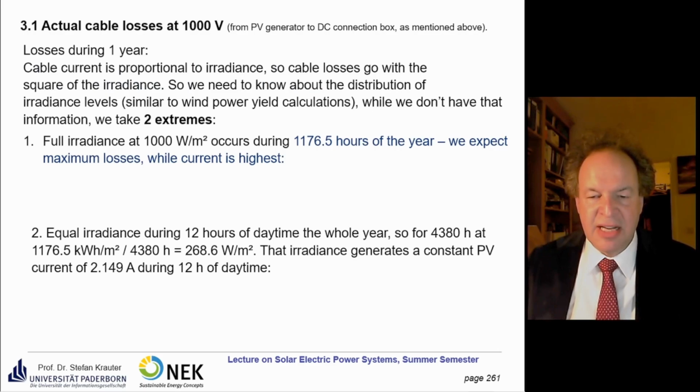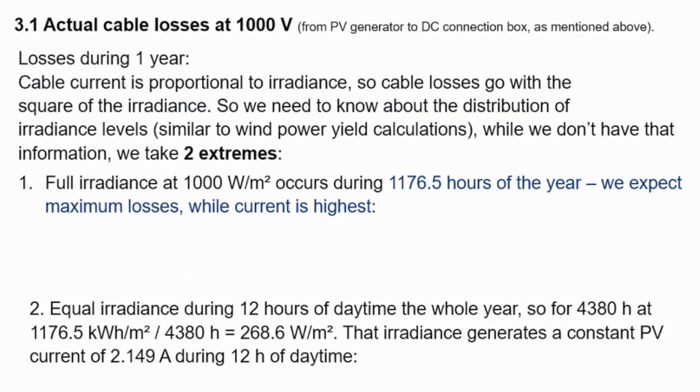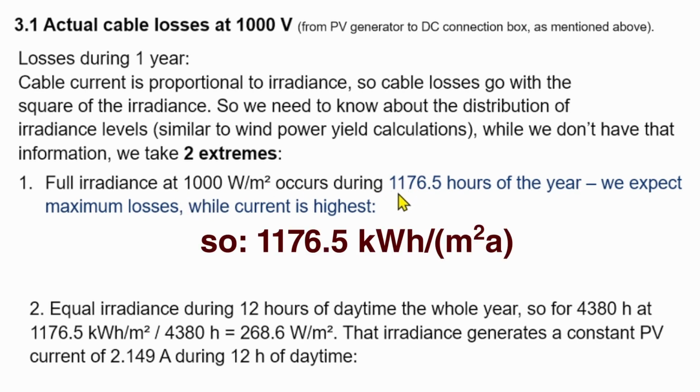So we calculate the losses during 1 year. The current is not given, so we have to take into consideration two extremes, because the current is quite different at those two extremes. We have the full irradiance at 1000 watt per square meter. That's the maximum irradiance we can achieve. And this occurs for 1176.5 hours during a year. So this multiplied gives our irradiance value of 1176.5 kilowatt hours per square meter per year.